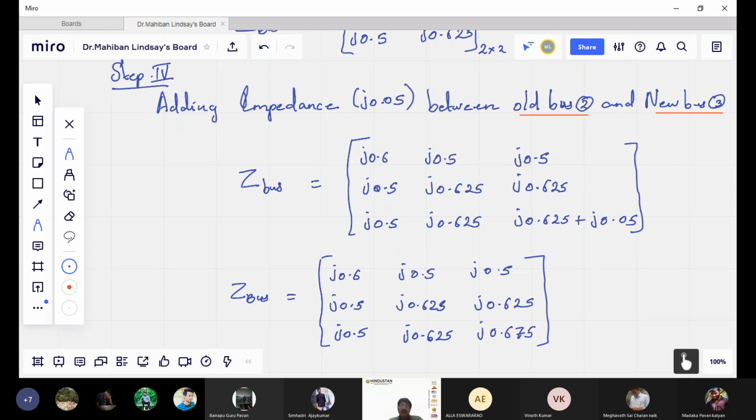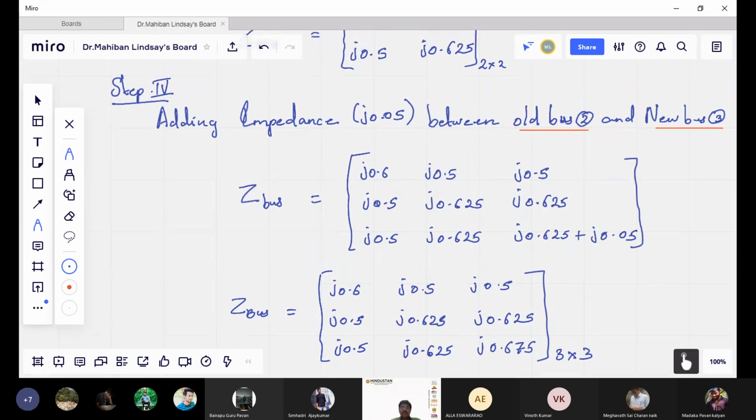Now listen, if you form the Y bus, you will get a 3 cross 3 Y bus, and if you take the inverse also, you will get the same value. Here we know that the size will be 3 cross 3. See the number of buses given in the problem, that is 3. Therefore the size of the impedance matrix is also 3. Wherever you are finding the impedance or admittance matrix, the size never changes. I hope you understood.